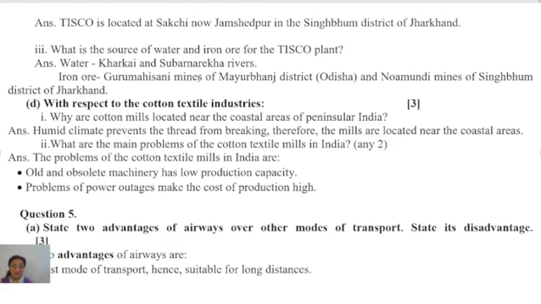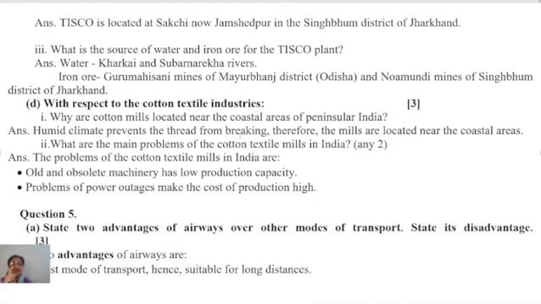Okay. Now come to the next question with respect to cotton textile industries. Number one, you have to answer all these questions. Number one is, why are cotton mills located near the coastal areas of peninsular India? Now, what are the reasons? You can see. Number one is the humid climate, which prevents the thread from breaking. Okay, that is again an important thing.